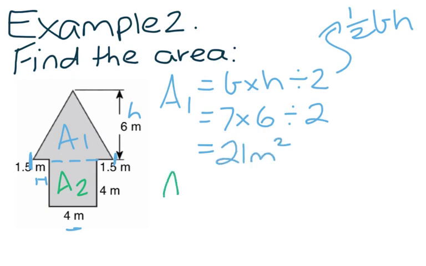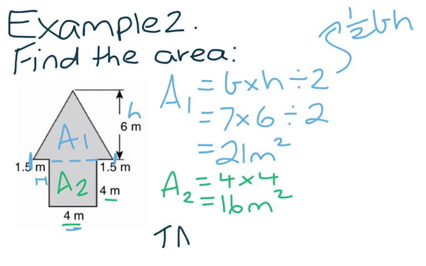To do area 2, we have a square, and you can see it's 4 by 4. So we would do 4 times 4, which is 16 square metres. And then, of course, to get our final answer, we need to add the two together, which would give us 37 square metres for this shape.